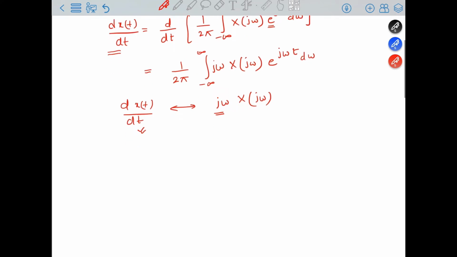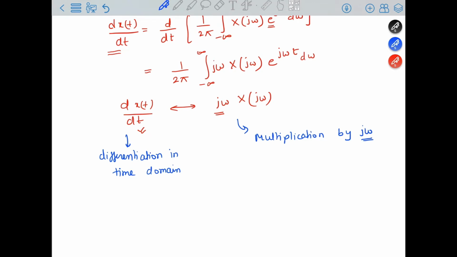So X(jω) was the Fourier transform of x(t), and if we differentiate in the time domain, we'll get a Fourier transform multiplied with the factor of jω. So what is happening here? Differentiation in time domain is equivalent to multiplication by jω in the frequency domain. So a differentiation property is converted into a multiplication property by taking its Fourier transform. So this is a very popular property of the Fourier transform, and that can be widely used also.